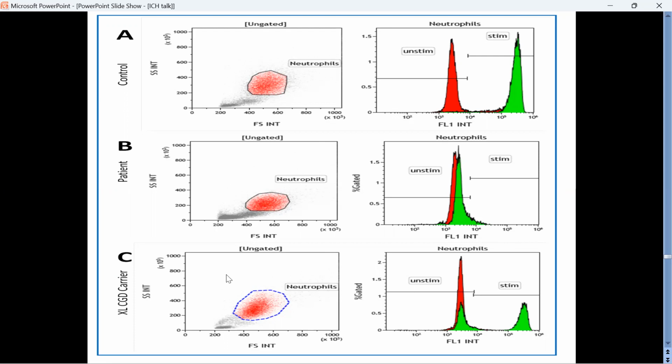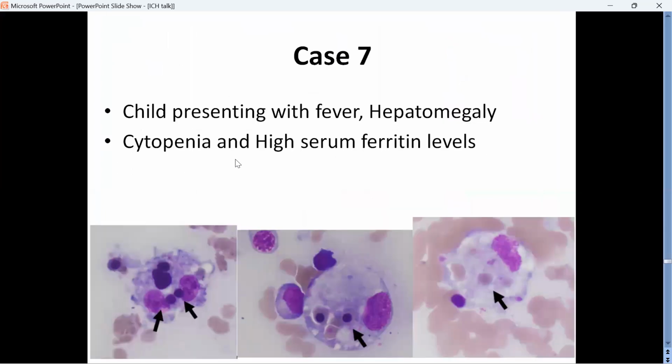We checked with the sibling. The sibling was showing a mosaic pattern where a part of the neutrophils were normal and about 50% of the neutrophils were abnormal. So this is a carrier status of CGD. And this, I suppose, is an X-linked CGD, and this is a male child. So that is about diagnosing CGD by flow cytometry.